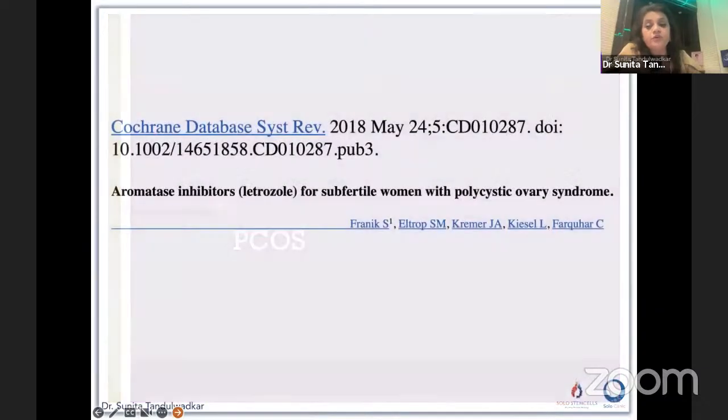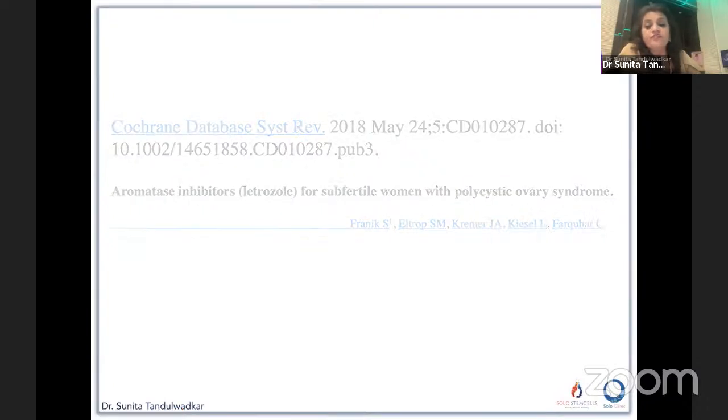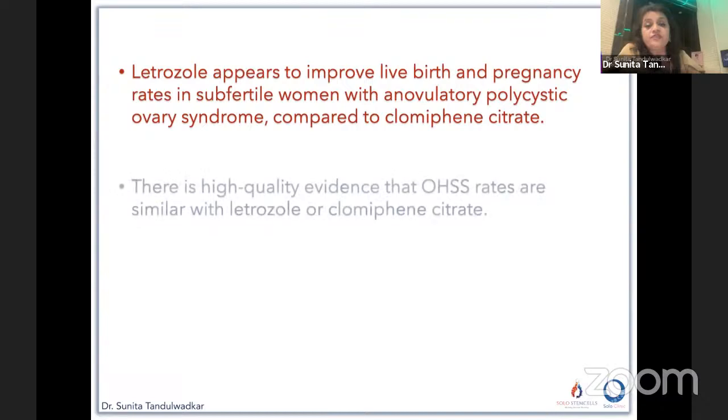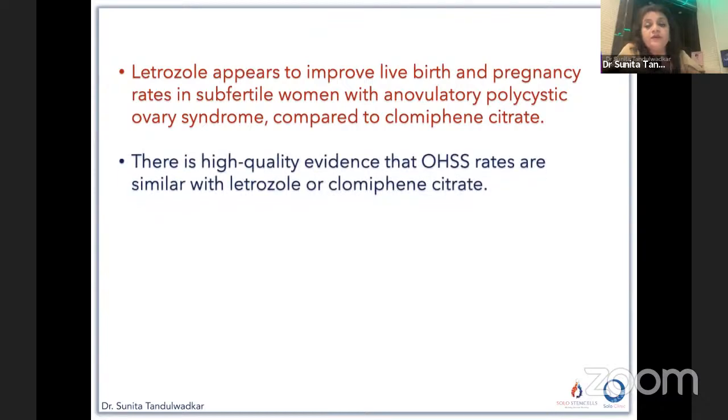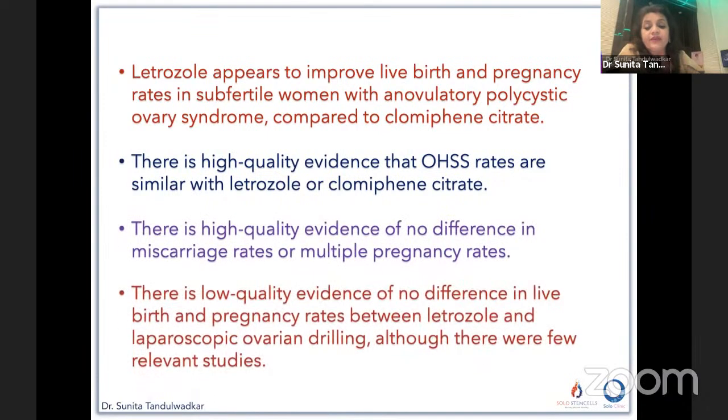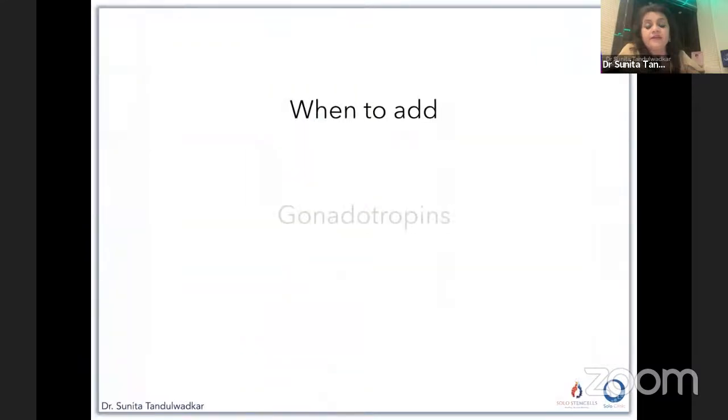Let's talk about PCOS. I have already discussed that letrozole has replaced, or is replacing, clomiphene as the first line of treatment, because the Cochrane review, which is very difficult to get 100% agreement from, also says yes, letrozole does improve live birth and pregnancy rate, with high quality evidence that OHSS rates are similar, if not less, and no difference in pregnancy rate.